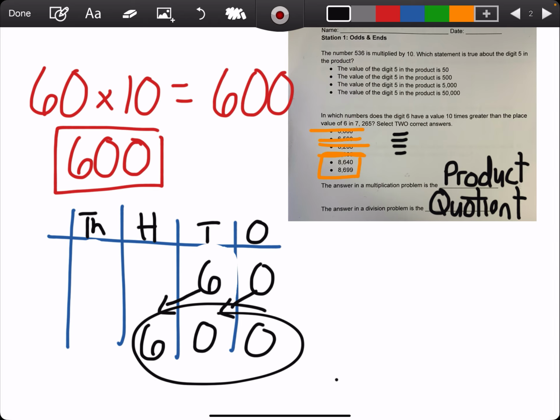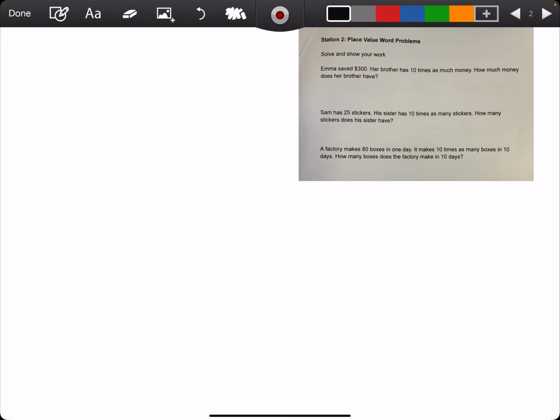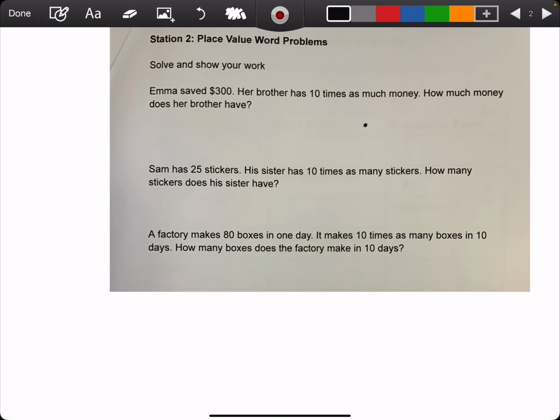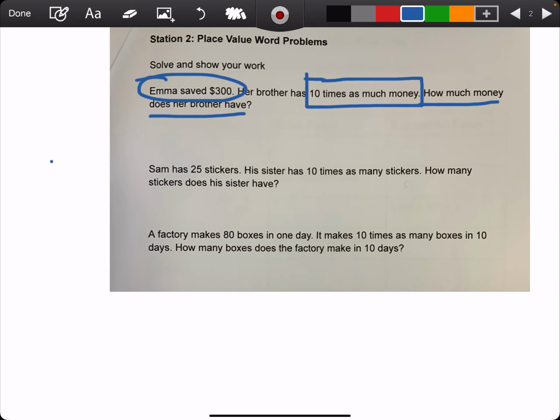All right, so now this was Station 2, which was place value word problems. I'm going to make this a little bit bigger so we can read it, and clear that. Emma saved $300. Her brother has 10 times as much money. How much money does her brother have? Well, I could underline the question because I want to know how much her brother has. We know that Emma has 300, and if her brother has 10 times as much, I'm going to put a box around that because that's a key word or words to let me know what I'm going to do.